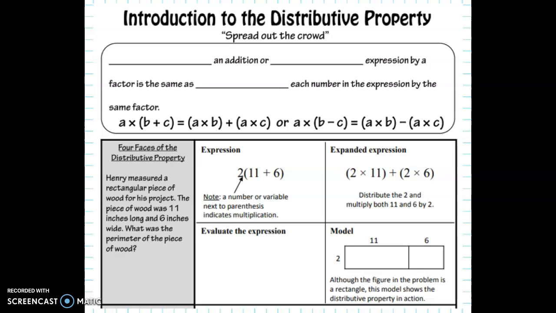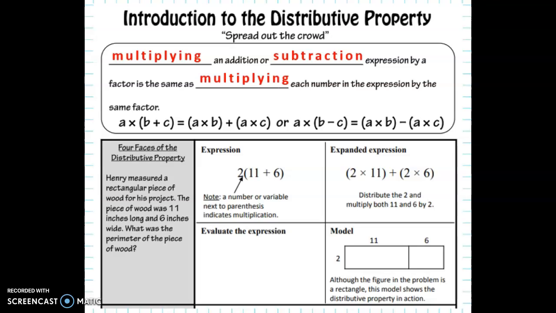The distributive property. Multiplying an addition or subtraction expression by a factor is the same as multiplying each number in the expression by the same factor. A times (B plus C) equals A times B plus A times C. Same thing works for subtraction.